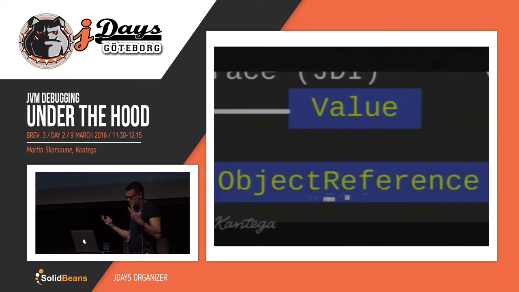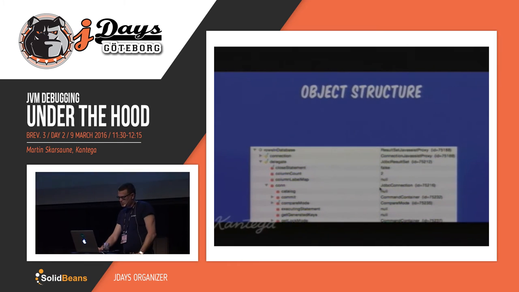Yes, so that was the code structure, fields, values, method. If we look at what we can do with objects, one cool thing about debugging is you have probably noticed that each object has a unique ID, which is assigned by the debugger, or the interface in the JVM. So you're able to identify objects over time. And also, if you look at the traffic going over the wire, this ID is used as the identification of objects.